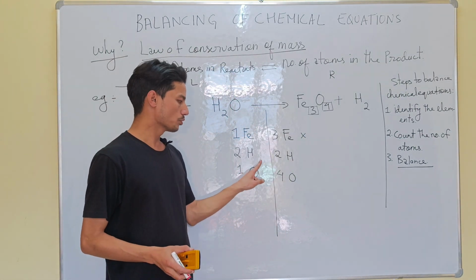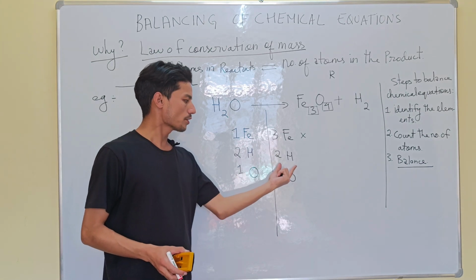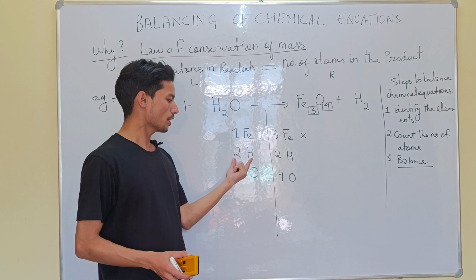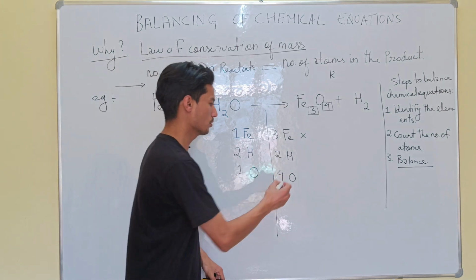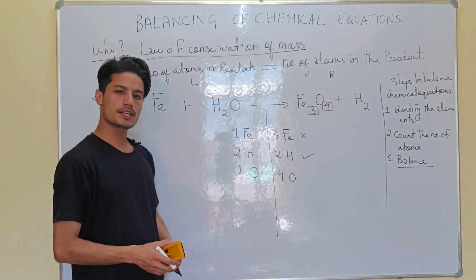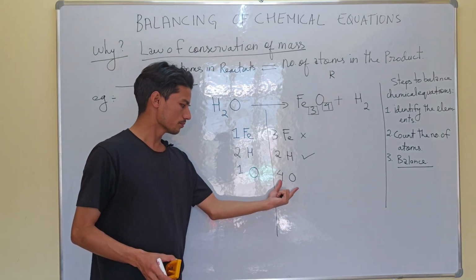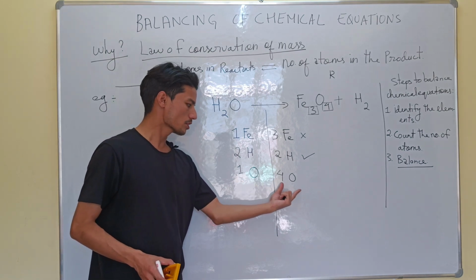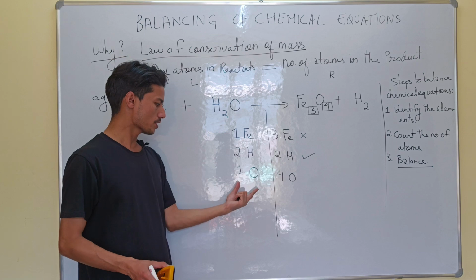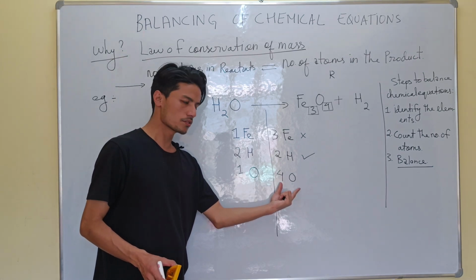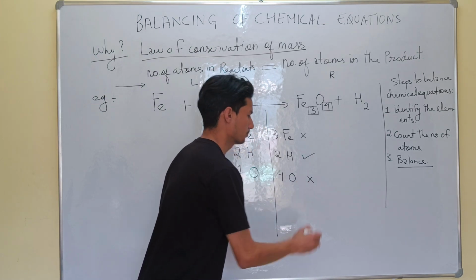Then we go to hydrogen. 2 hydrogen atoms on the left hand side, 2 hydrogen atoms on the right hand side. Same number of atoms, so this is balanced. Next, we go here. 1 oxygen atom, 4 oxygen atoms. Balanced or imbalanced? Correct, this is imbalanced. Only 1 oxygen atom here, 4 oxygen atoms here. So this is again imbalanced, and we have to balance oxygen also.